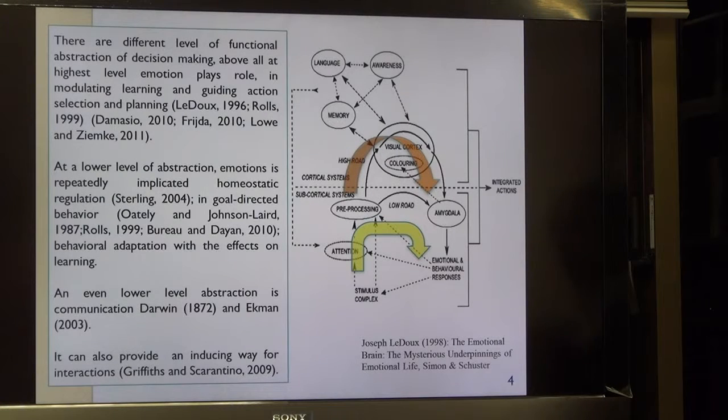And there are several abstraction levels of emotion. One is that we have a decision making capability using emotion, and the second abstraction level is that we have homeostatic regulation of emotion, and the more lower level is like we communicate with the people and show the expression and emotion.